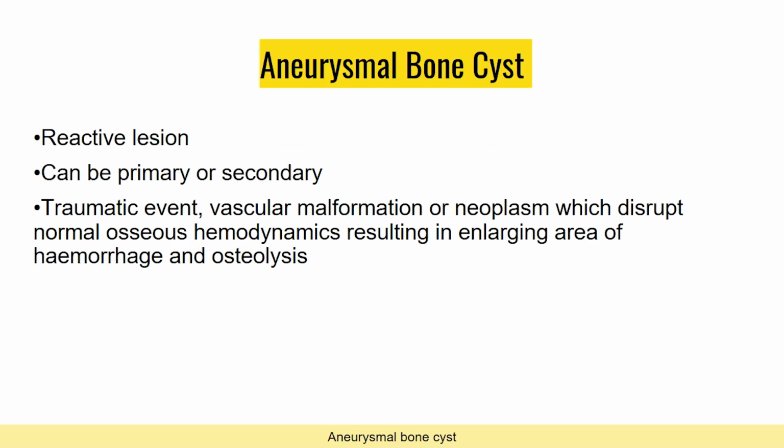Next is aneurysmal bone cyst. It is a reactive lesion, can be primary or secondary. It occurs due to a traumatic event, vascular malformation, or neoplasm, which disrupts the normal osseous hemodynamics, resulting in enlarging areas of hemorrhage and osteolysis.